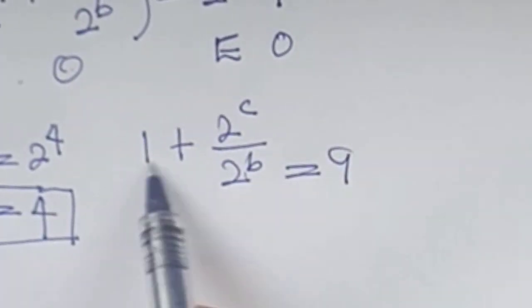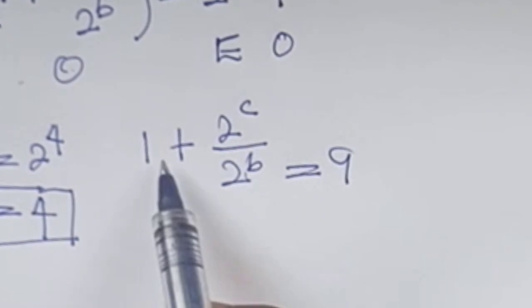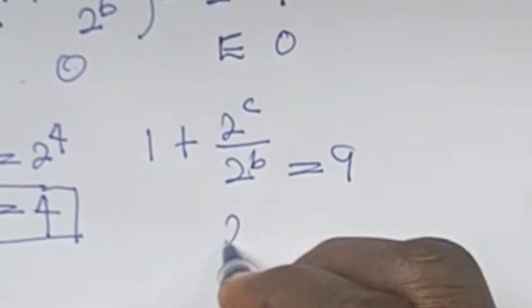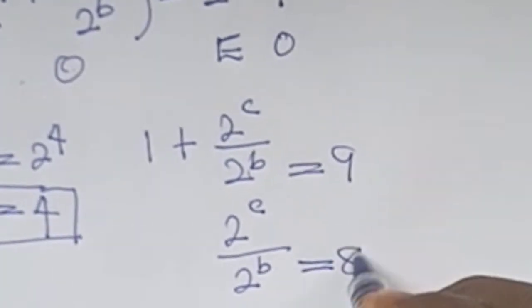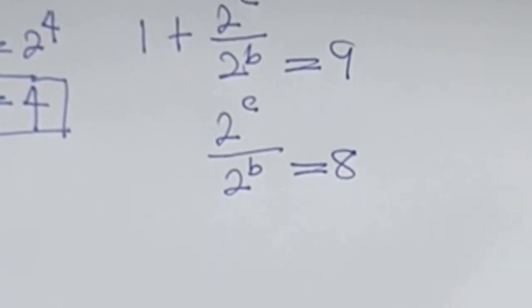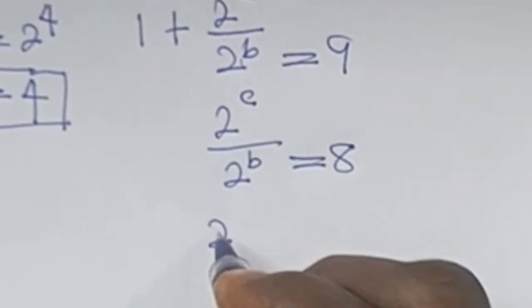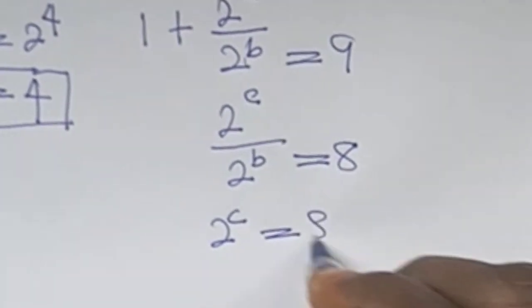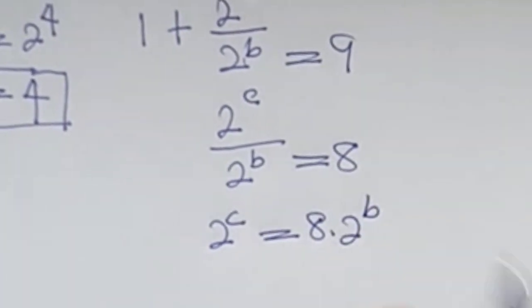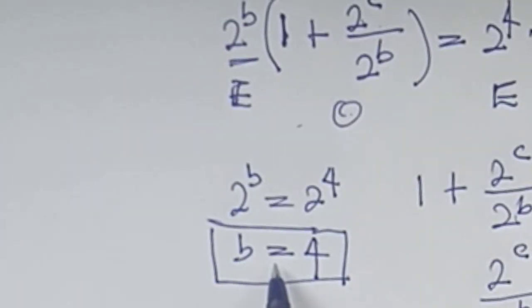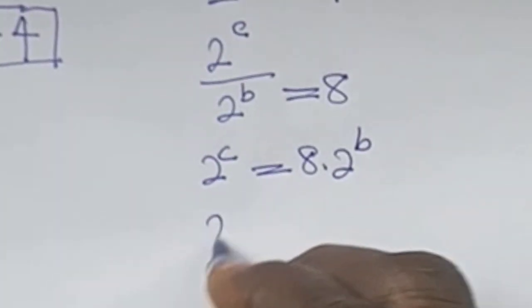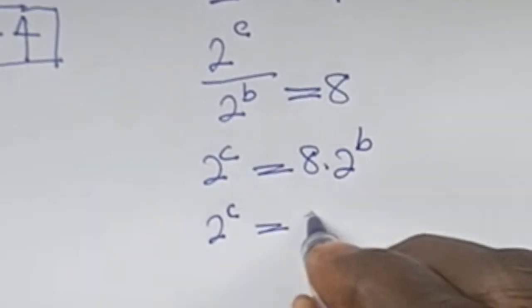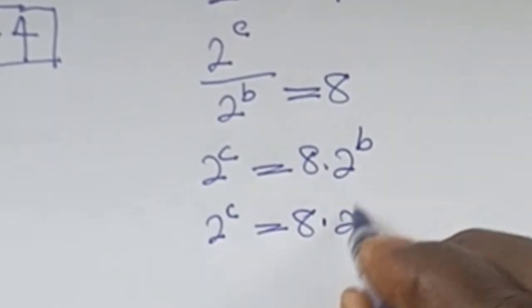So if we transfer 1 to this other side, 9 minus 1 will be 8. So that the next line becomes 2 to the power of c over 2 to the power of b is equals to 8. So here we can write 2 to the power of c equals to 8 times 2 to the power of b. But we have b equals to 4. So in place of b, we're going to write 4. So the next line becomes 2 to the power of c equals to 8 times 2 to the power of 4.